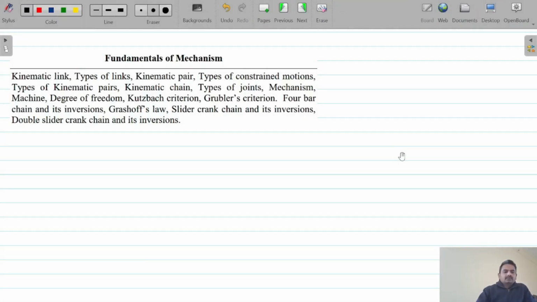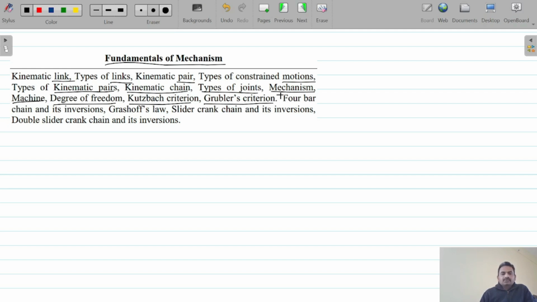Let's start with the first unit now. Our first unit is fundamentals of mechanism. In this unit, we are going to study kinematic links, types of links, kinematic pairs, types of constraint motions, types of kinematic analysis, kinematic chain, types of joint, mechanism, machine, degree of freedom, Grubler's criteria.